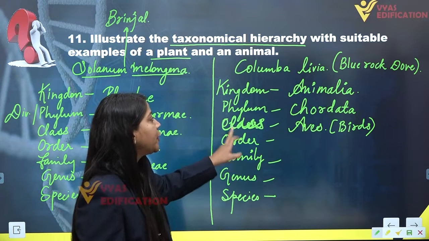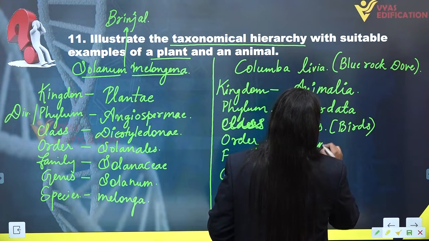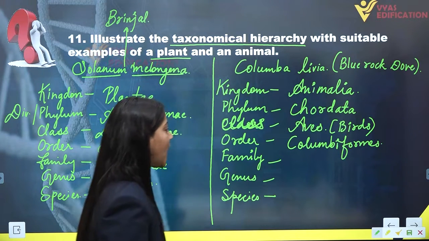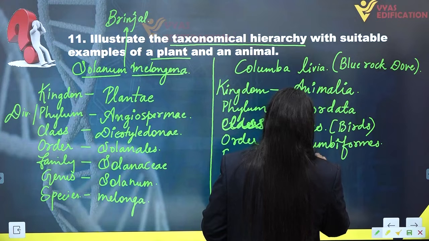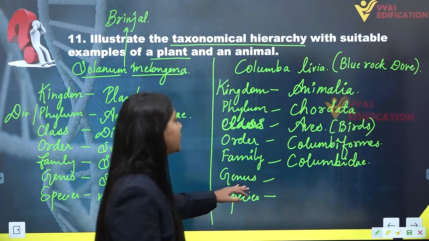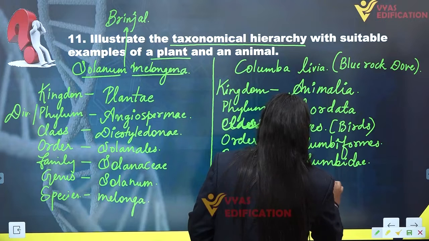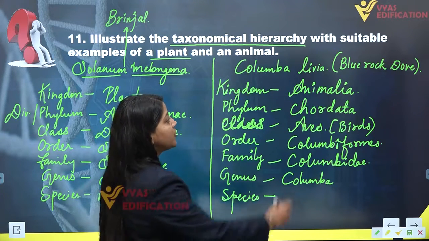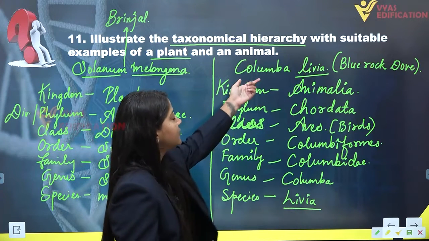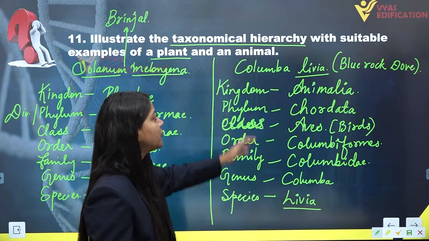Now, the order of Columba livia would be Columbiformes. The family would be Columbidae. Then the genus of Columba livia would be Columba, and last is the species, livia. In the scientific name, we know that this is the genus and this is the species. We'll know the genus and species in the name itself.